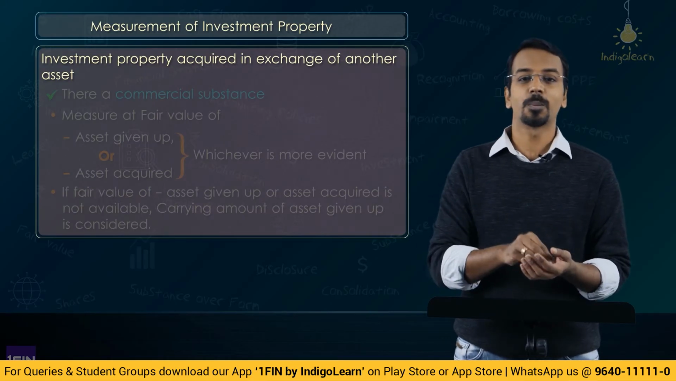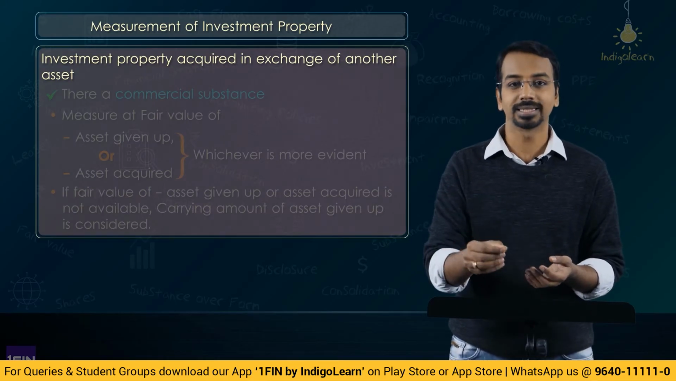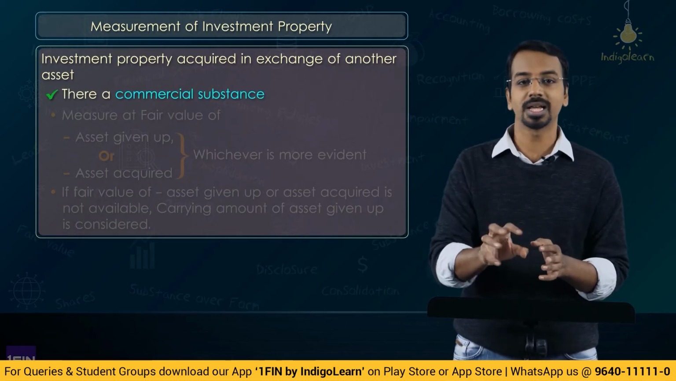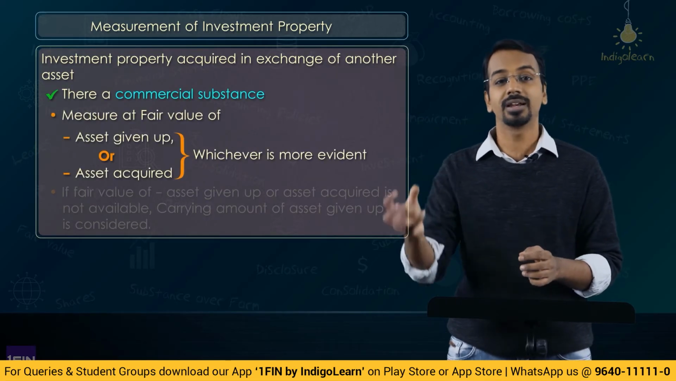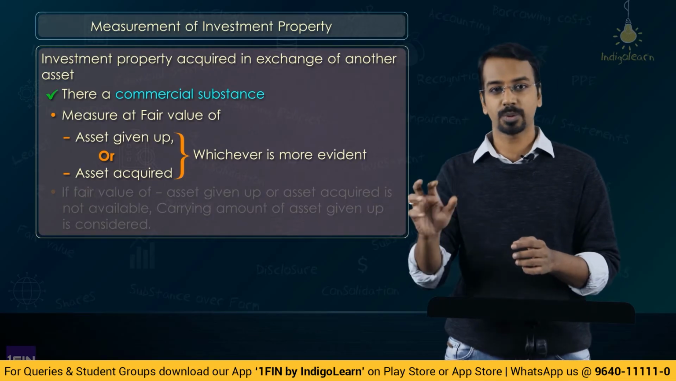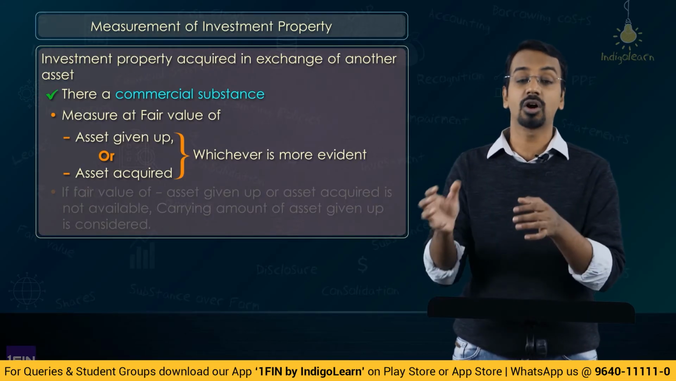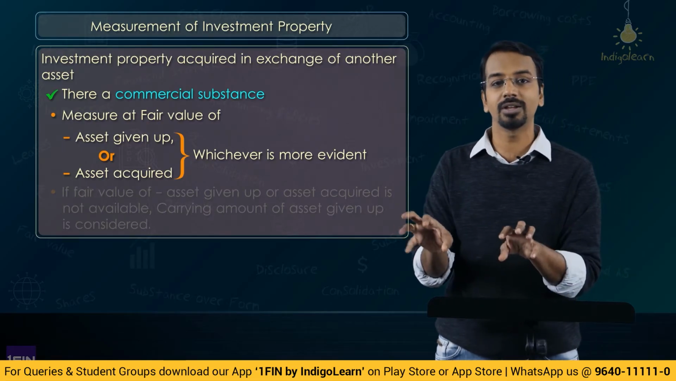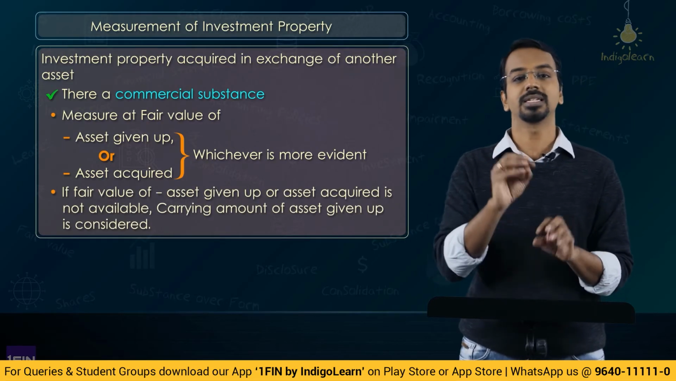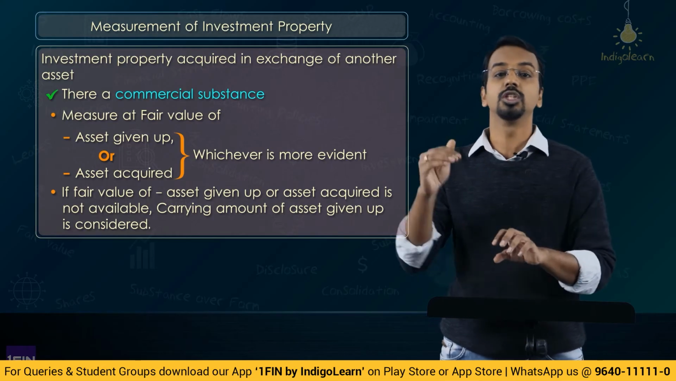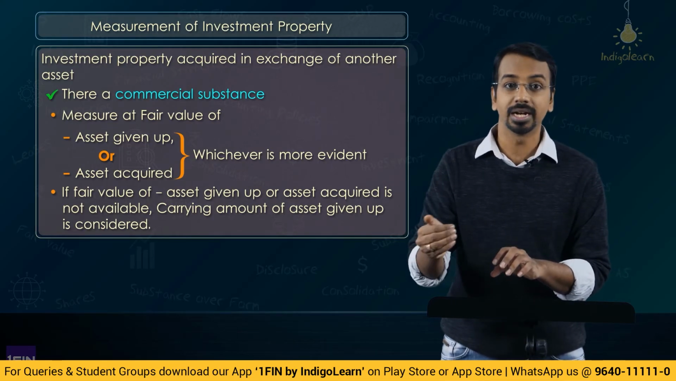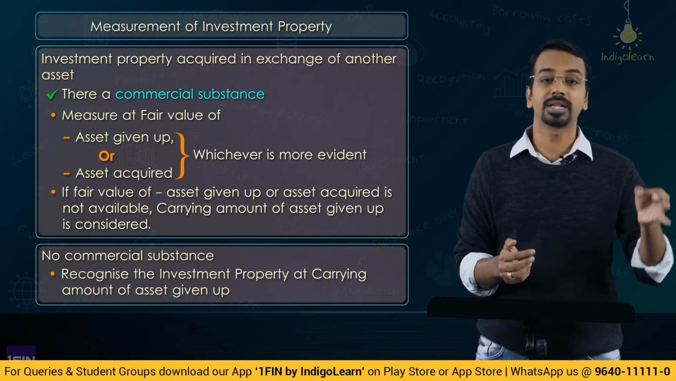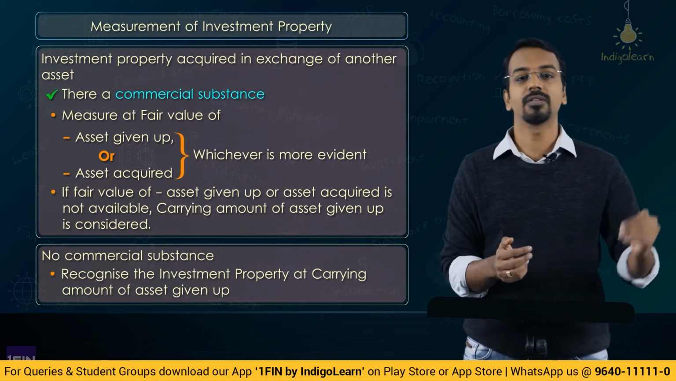Then, if an investment property is acquired in exchange of another asset, then we will have to see whether there is commercial substance or not. If there is commercial substance, then you will take fair value of asset given up as the first priority, and if that is not available, you will take fair value of asset acquired. If both of these are not available, then you will take carrying amount of asset given up. If both of them are available, you will take the one whichever is more evident. If the transaction lacks commercial substance, you will recognize the investment property acquired at the carrying amount of asset given up.